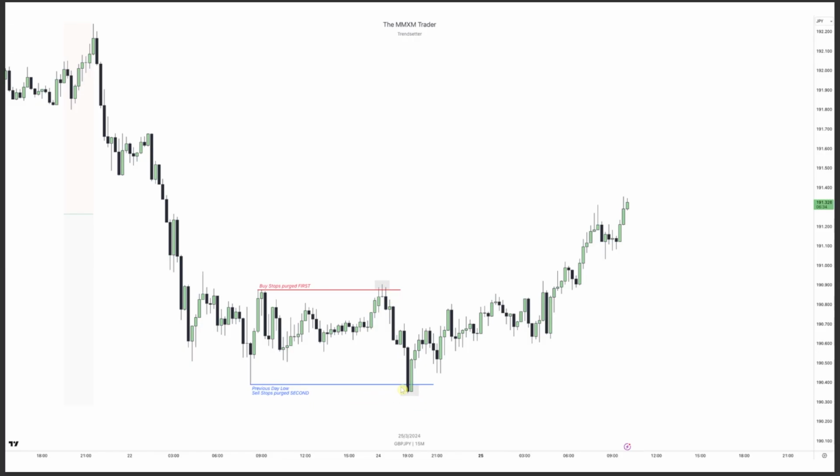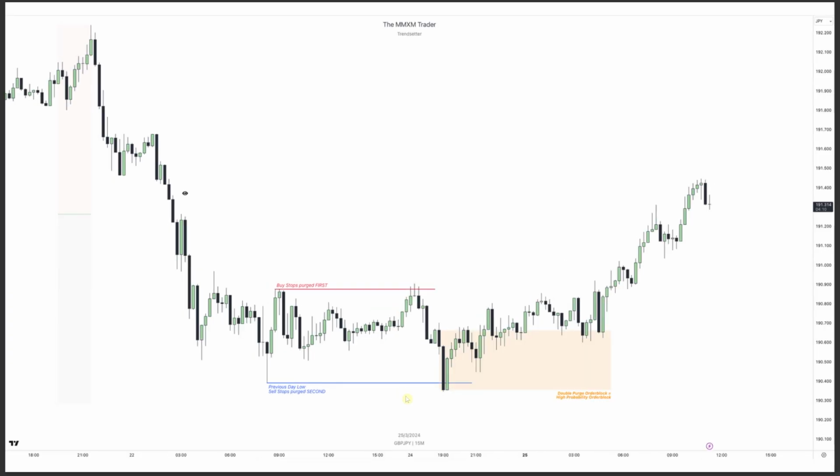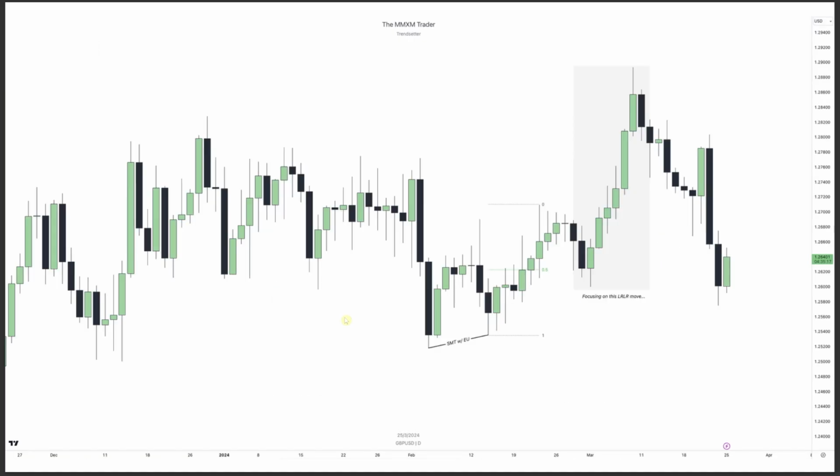And what do we know about the double purge? We are creating a double purge order block, which is a very high probability order block where you can take a trade from. So we know that most likely this is a protected low, right? Because we had the double purge and then we formed that order block. Right, so let's head in on the next example.